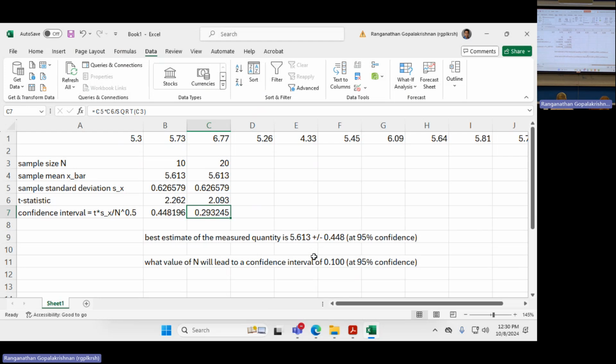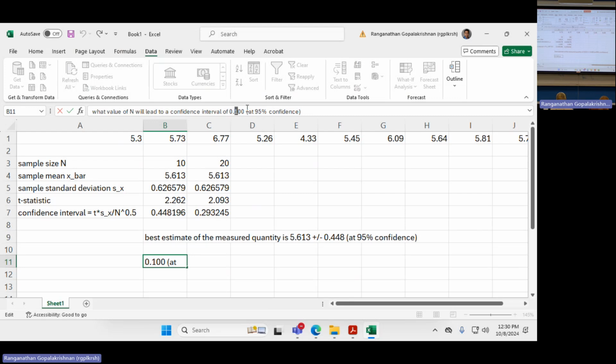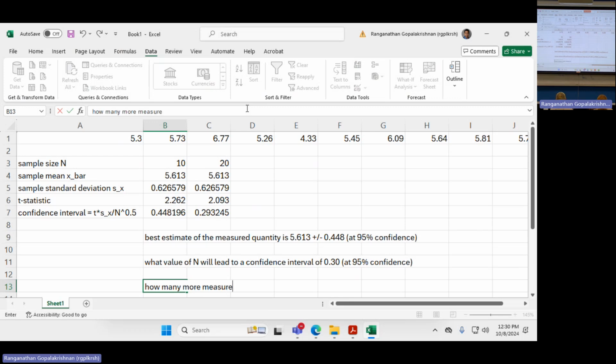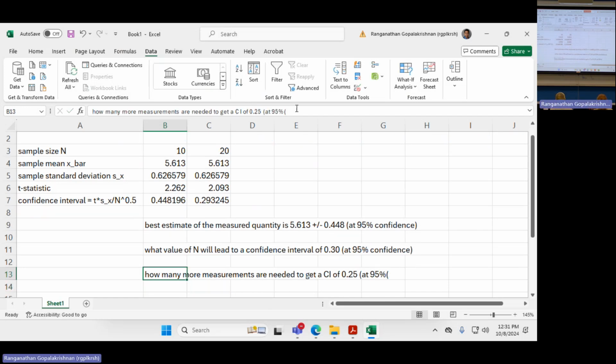Okay. If I frame the question, what value of n will lead me to 0.30 approximately, we are done. If kind of 30 is my target, 20 observations will pretty much get me there or within that. Okay. If I just say, how many more measurements are needed to get a confidence interval of 0.25 at 95%? So I'm targeting 0.25 this time.